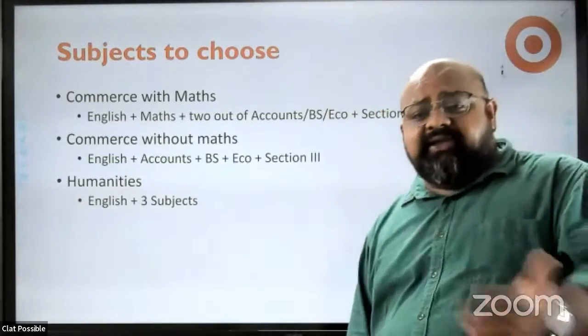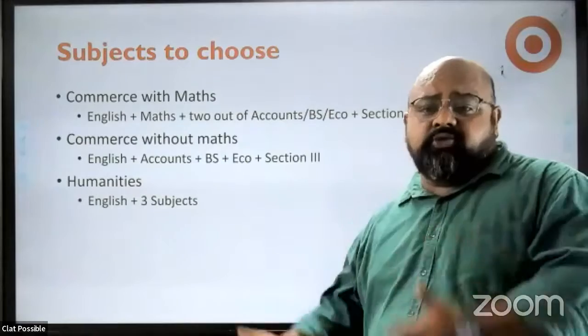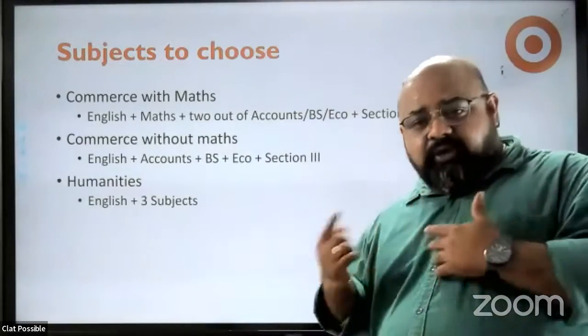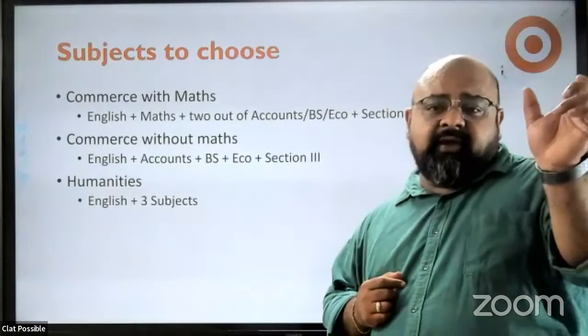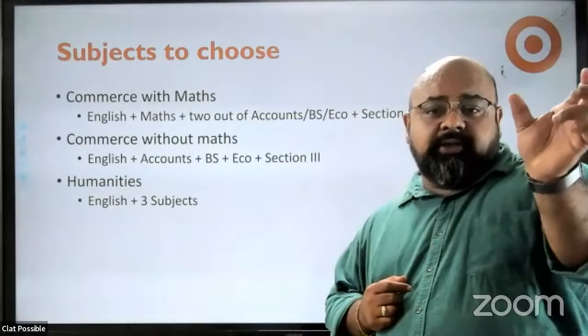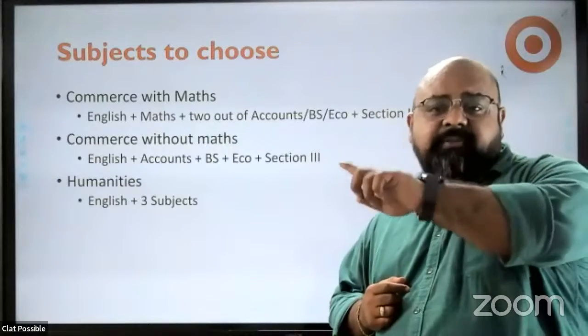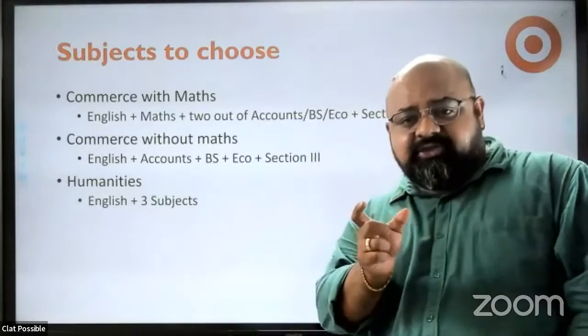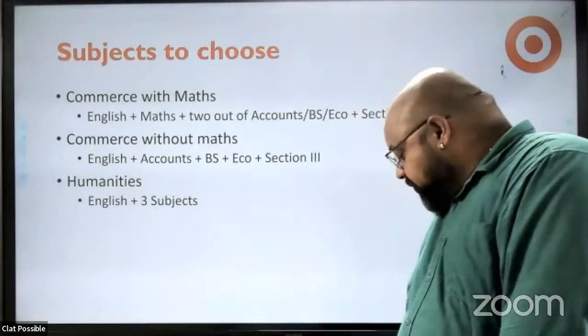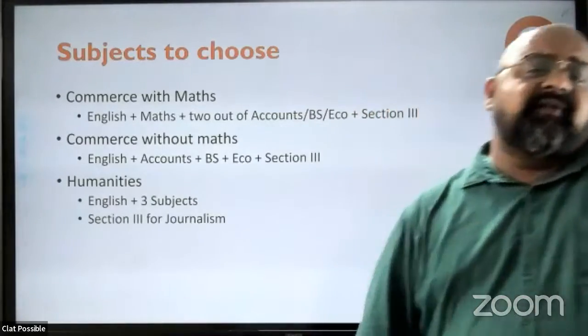Humanities, again, English plus any 3 of your subjects. Depending on the board and school you are in, you would have a different sort of selection. So any 3 subjects. What this will do is ensure that you have the initial criteria, English or language plus 2 subjects from B1 and 1 subject from B1 or B2. So if you take any 3 subjects of yours, both criteria will be satisfied. And you can look at section 3 for journalism.